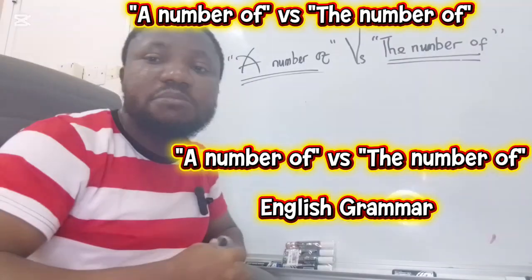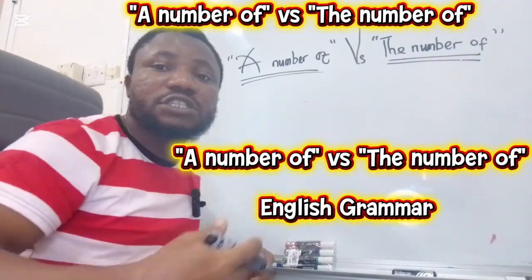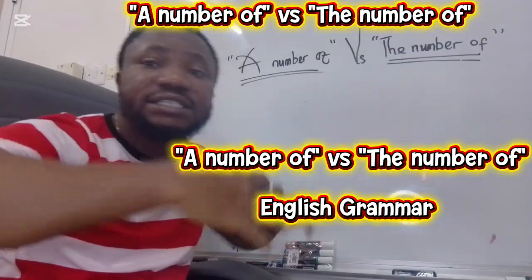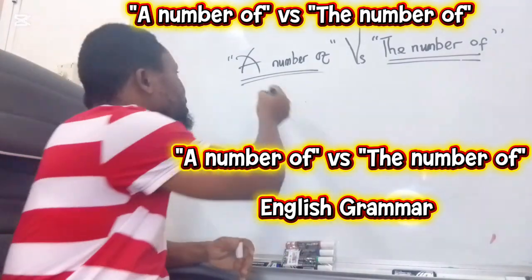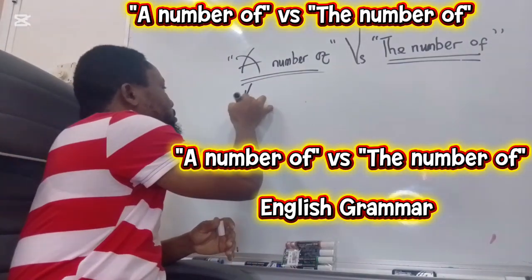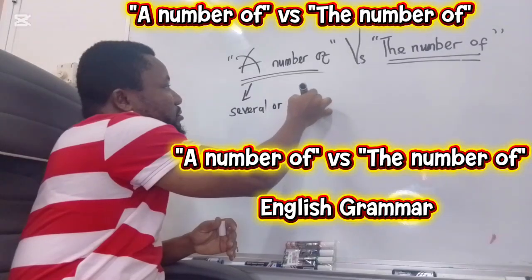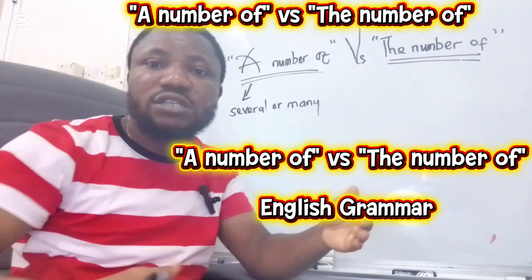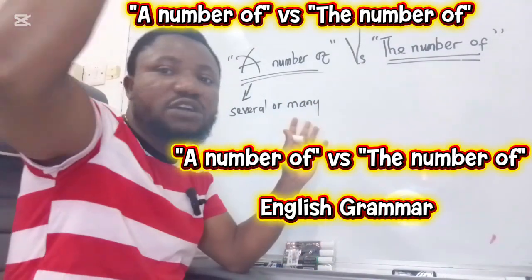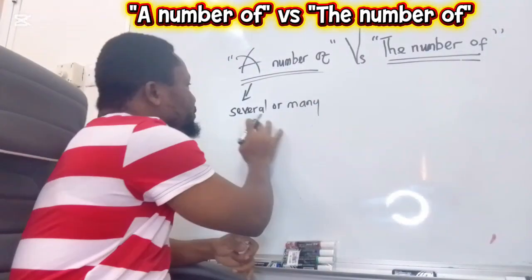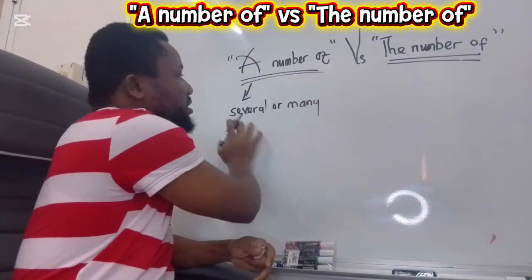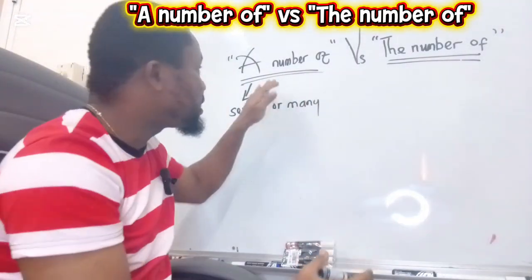Here, "a number of" simply means several. Every time you hear somebody say "a number of," it means several or many. That is more than one, more than two, three, four, five, six, that way. Plural. Several, many. A number of. Several or many. That's the meaning of "a number of."